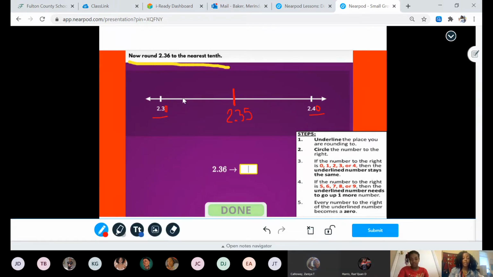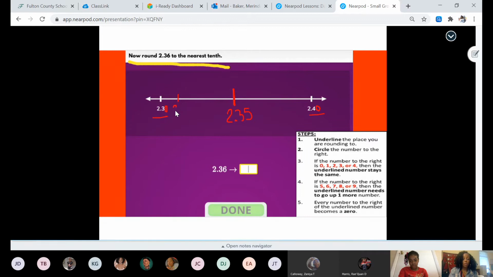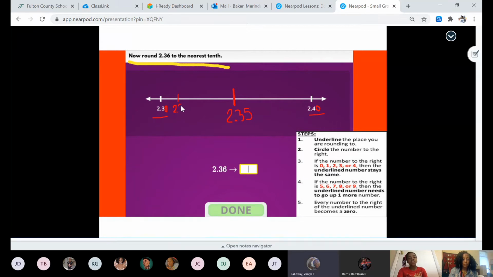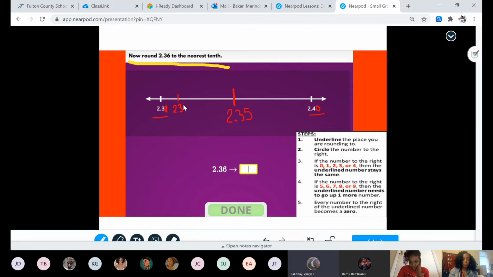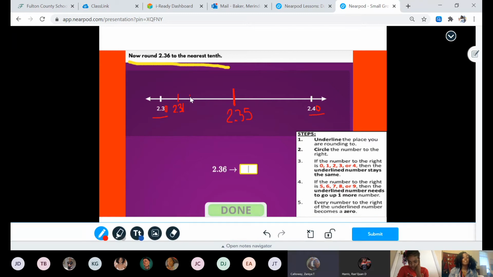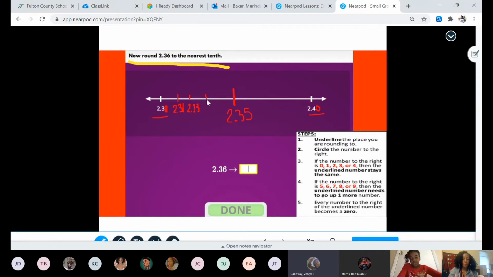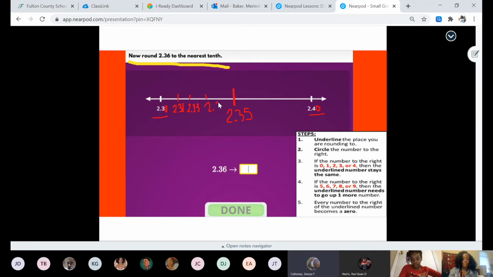Good job. So I need to split the rest of my number line into 10 parts. So if I had 2 and 30 hundredths, what's going to come next? 2 and what? Wait, we skipped one. 2 and 31 hundredths. Then 2 and 32 hundredths. 2 and 33 hundredths. 2 and 34 hundredths. 2 and 35 hundredths. Yep, and that's the one you had already given us.